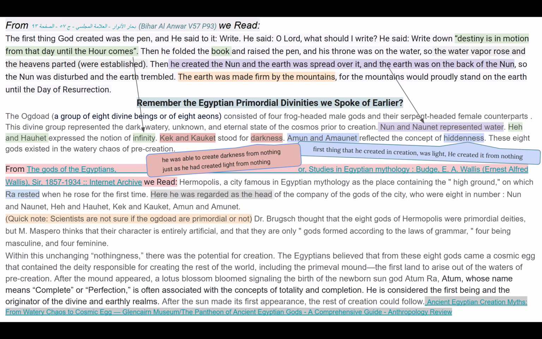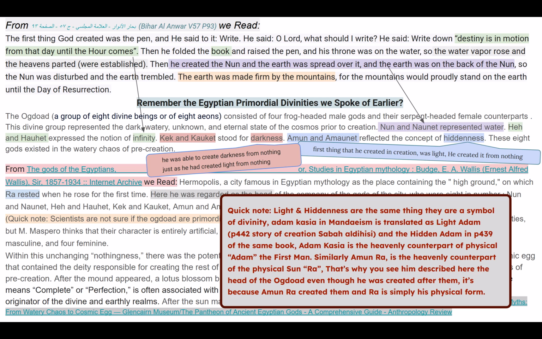These deities were created by Amun-Ra. And this explains what I was just telling you guys: Amun-Ra is the heavenly counterpart of the physical sun Ra. That's why you see him described here as the head of the Ogdod, even though he was created after them. It's because Amun-Ra created them and Ra is simply his physical form.